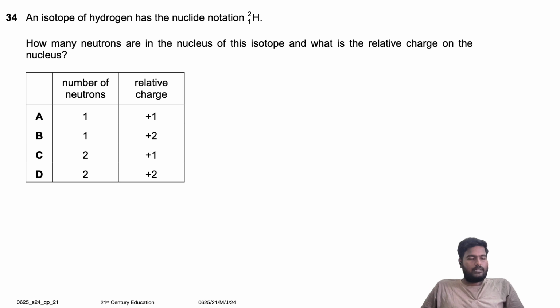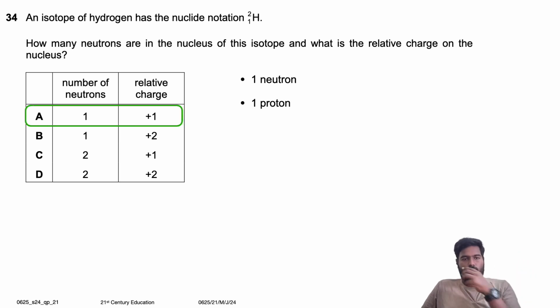An isotope of a hydrogen atom has the nuclide notation 1 2 H. How many neutrons are in the nucleus of the isotope and what is the relative charge on the nucleus? Okay, so we will understand. Down is the proton number, top is the mass number. Mass number counts the number of protons plus the number of neutrons. So we have one proton. There is 2 on the top. That includes one proton. So how many remain? One neutron. So it has one proton and one neutron. A neutron doesn't have charge, so the total charge is plus 1. Number of neutrons 1, relative charge is plus 1. That's all.